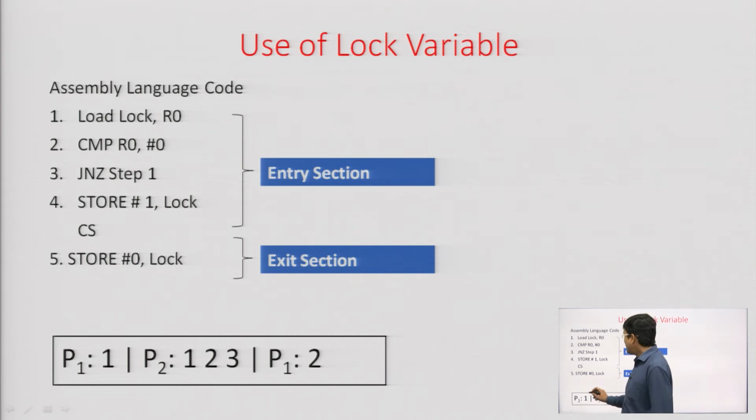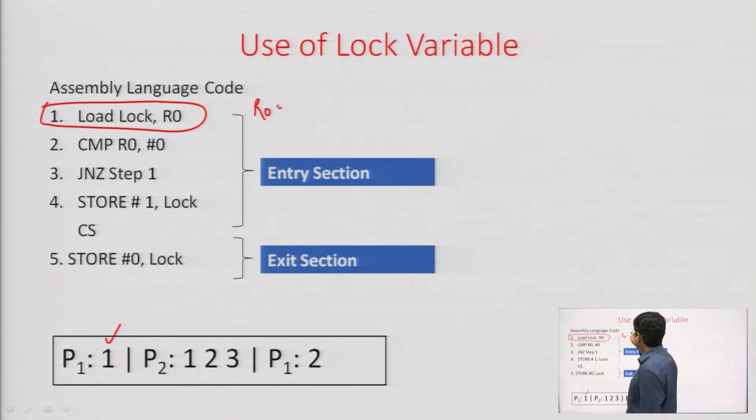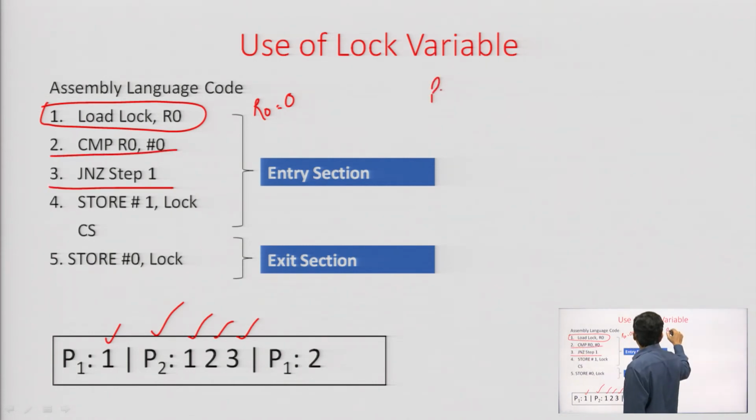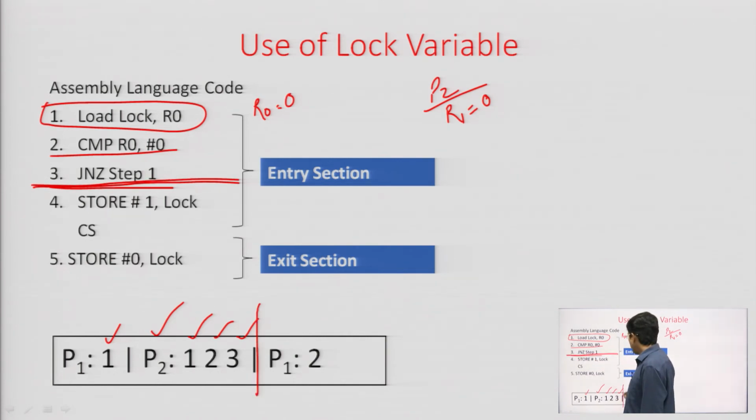P1 executes statement number 1. So P1 is executing this statement and is storing the value of R0 as 0, let us say, and then P2 executes statements number 1, 2 and 3. In P2, let us say the register is different. So R1 stores the value 0 and then it is compared with 0, which is satisfied, and jump if not 0, yes, it is 0, so no need to go back. So statements 1, 2, 3 are satisfied, and then P2 is preempted here.